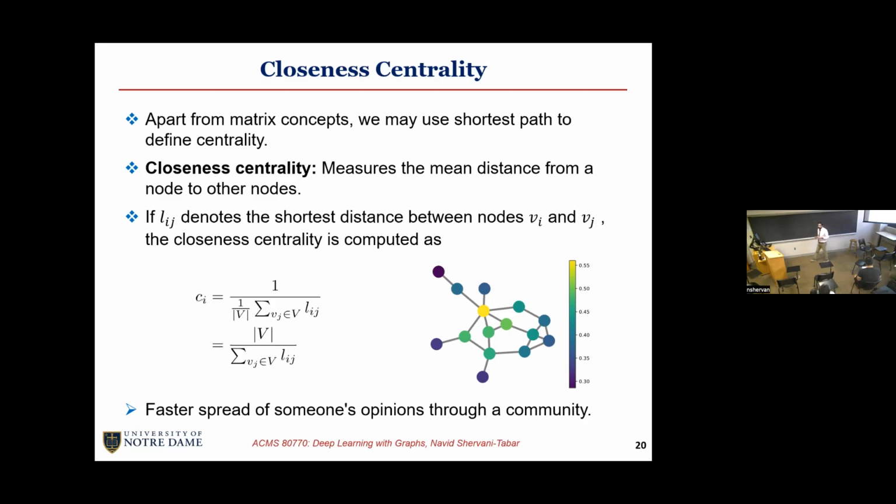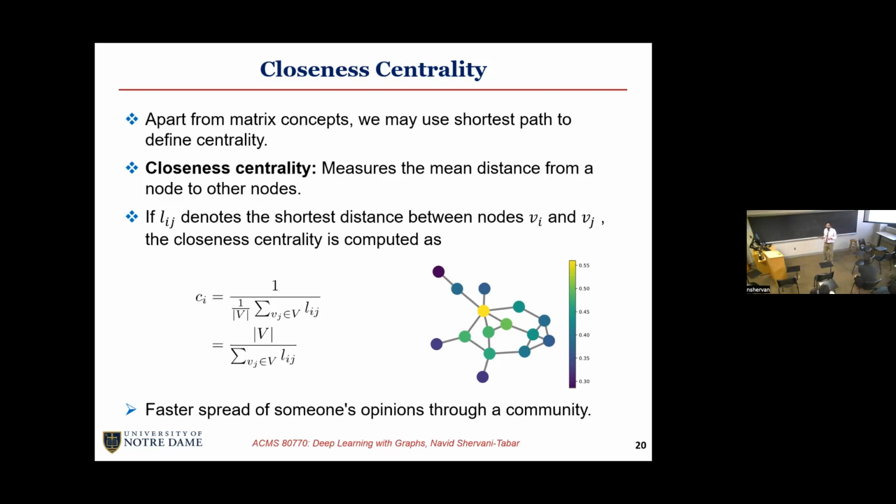But the problem with this is that if a node has a lot of short paths to every other node in the graph, that means that node is central, but this mean of paths is going to be a low number. Usually when we talk about centrality, we want the more central nodes to have a higher centrality. So what people usually use is the inverse of this term. They write 1 over this average value, and they call it closeness centrality.